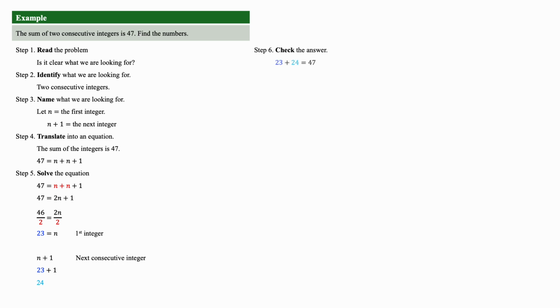Let's check this answer. We have 23 plus 24 equals 47. Does that make sense? Yep. Then let's answer this question. The two consecutive integers are 23 and 24.